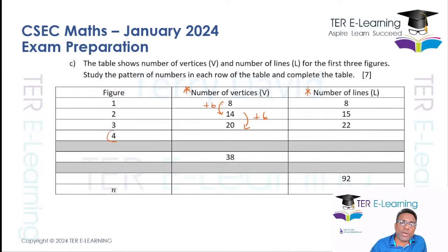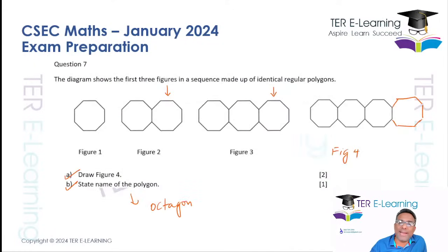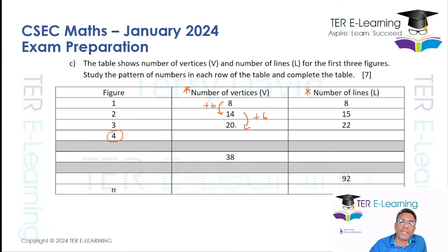Now, you want to work out for figure 4. There are 2 ways we can do this. You can go back to the diagram itself and actually count the number of vertices if you want. Or, since you realize we add 6, if I jump from here to here, I'm going to add 6 again, so I should get 26.